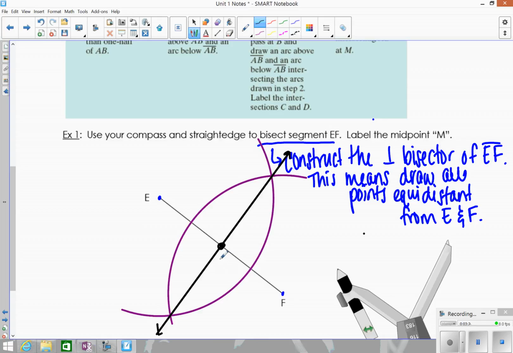But we do know that this point right here is going to be the midpoint, and I'm going to label that M because it does say to do that, and it means that these two segments are equal, because you are bisecting it. But you also know that these are perpendicular. The line and the segment are perpendicular to each other because it's a perpendicular bisector.